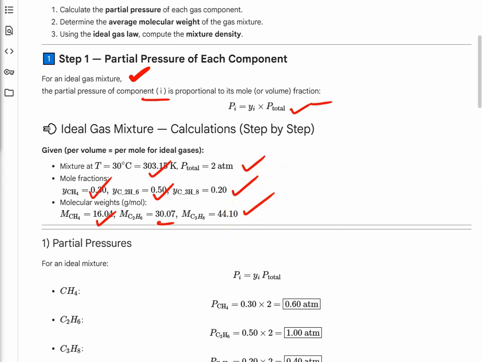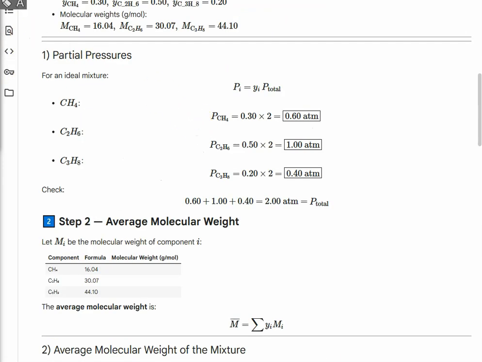Now I am going to calculate the partial pressure. We already know that partial pressure is equal to mole fraction times total pressure. For methane, the mole fraction is 0.30 times 2, so that is 0.6 atm. For ethane, the mole fraction is 0.5 times 2, so that is 1 atm. And for propane, the mole fraction is 0.2 times 2, so that is 0.4 atm.